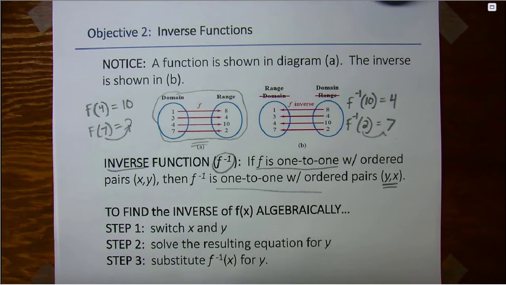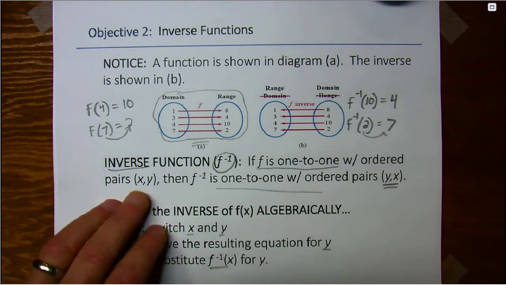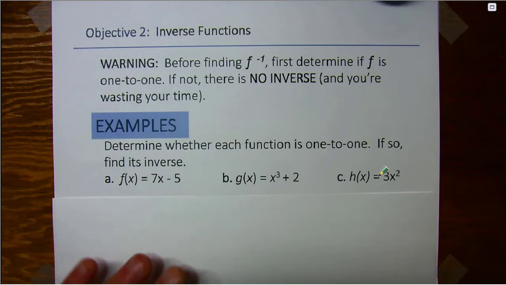Now we can find inverse functions algebraically using this 3-step process. We'll look at an example here, but what we're going to do is switch the x and y value. We're going to solve the new equation for y, and then we're just going to rename it as the inverse function. So let's take a look at some examples.